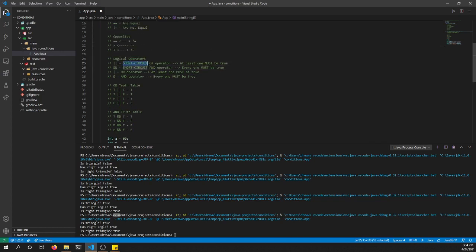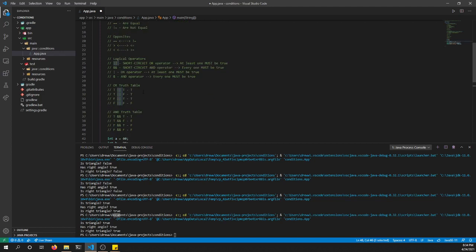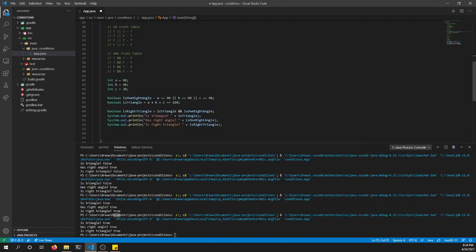When you short circuit, you stop as soon as you can be sure of your answer. For the ORs, remember we said for OR, there must be one true. So when you're using the two bars, when it finds one that is true, it stops. So in this case, A is 90, false. B is 90, true. Since OR only needs one of them to be true, it stops right there and it knows the answer is true.